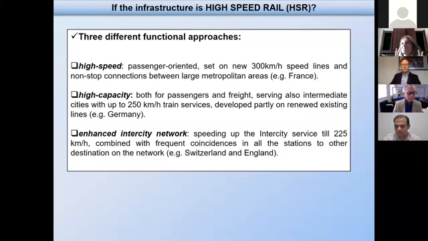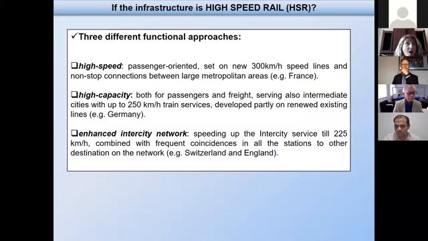Well, I would like to start from the very beginning, from the definition of high-speed rail. At least in Europe, I can identify three different functional perspectives, functional approaches. I call high-speed lines those that are passenger oriented, set on 300 kilometers per hour speed lines with non-stop connections between large metropolitan areas. This is the case, for example, of France, Paris-Lyon.